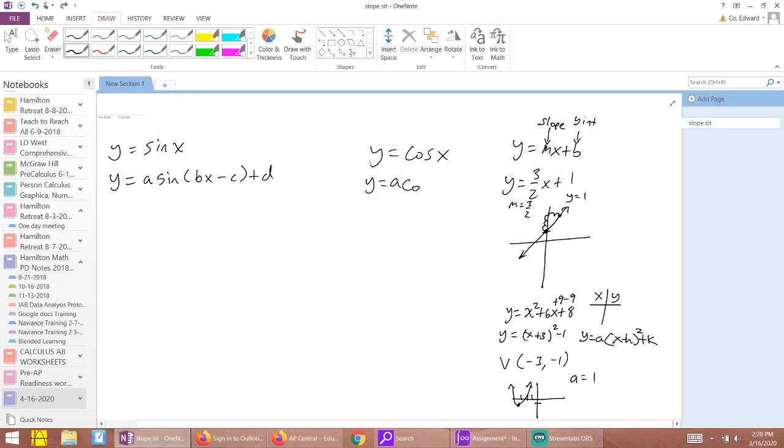This is going to be cosine of a, b x minus c plus d. See? So sine, cosine, tangent, secant, cosecant will all have these same characteristics of a, b, c, d.